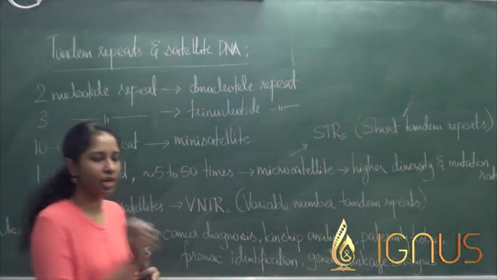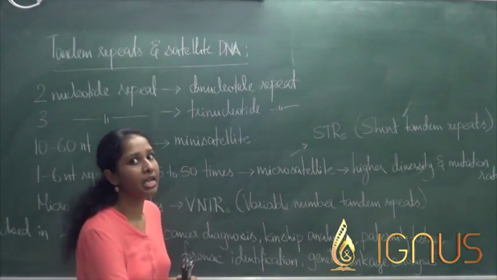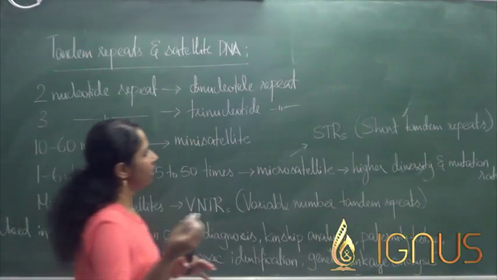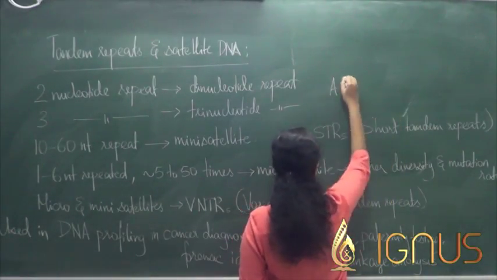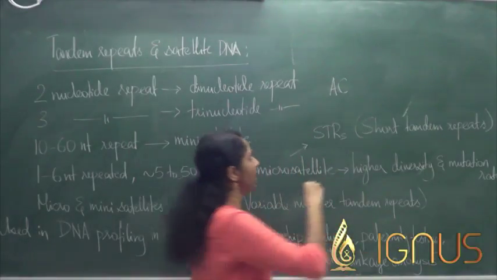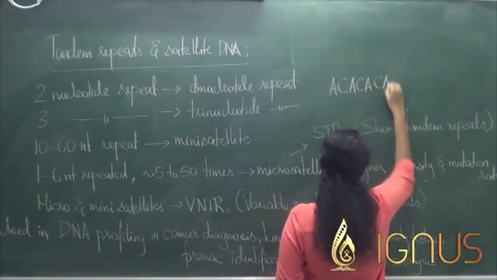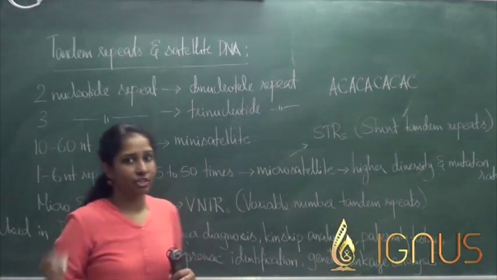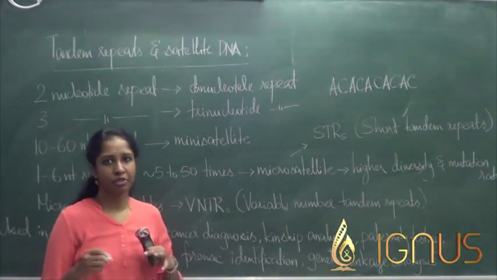Tandem repeats are when one or more nucleotides are repeated over and over and over again, and they are placed one next to each other. So for example, let's take two nucleotides like A and C. If they are repeated over and over again in this way and they are right next to each other, that part of the DNA is known as a tandem repeat.